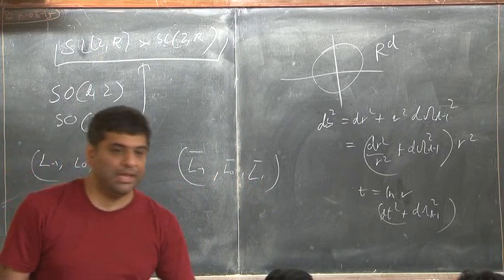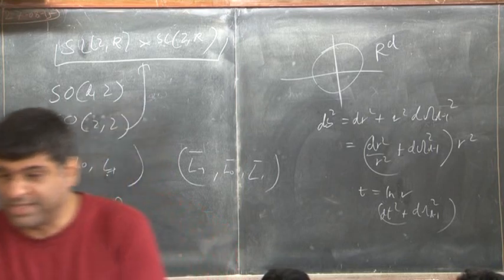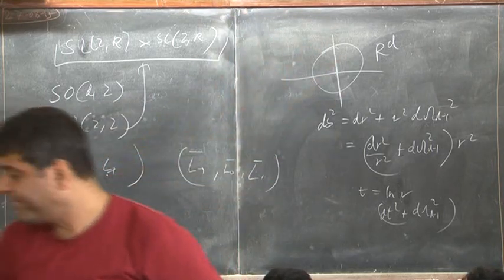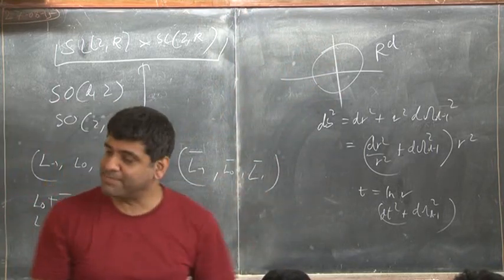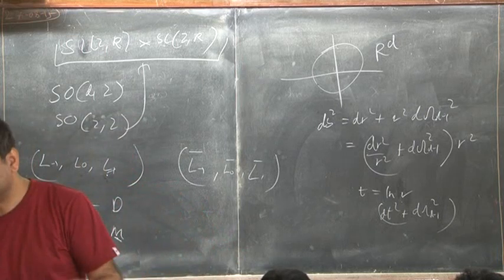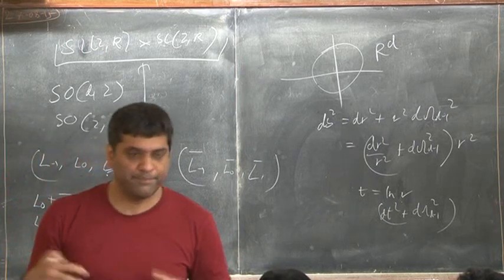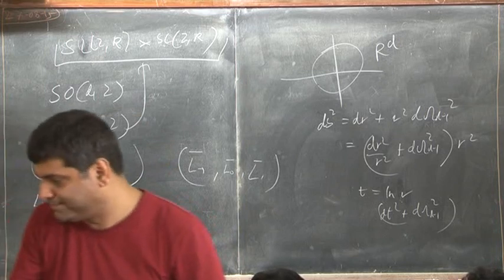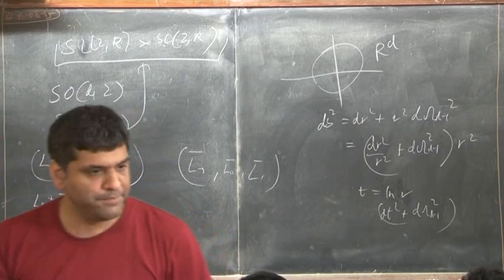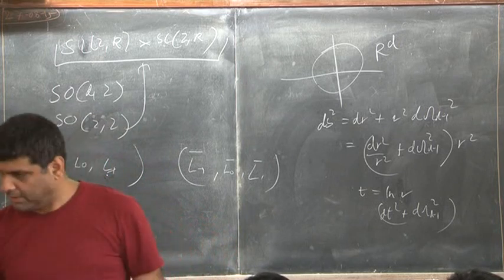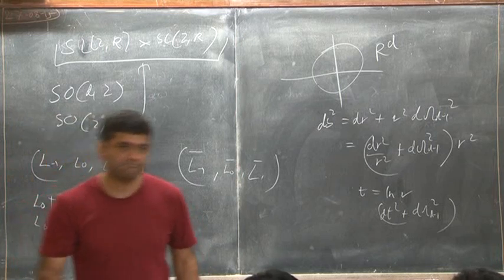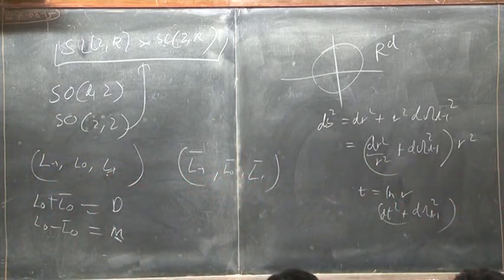Okay? A primary operator, a particular representation of the Virasoro algebra, can be decomposed into an infinite number of representations of SL2 and the other SL2. Virasoro symmetry is much more powerful than the usual symmetry. Was this clear? Is this clear? Okay, excellent. Any other questions about this?